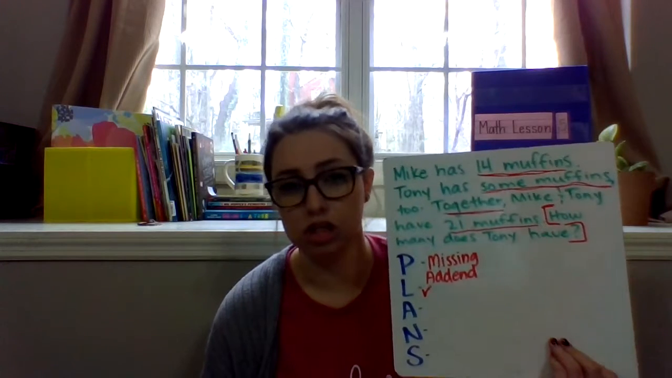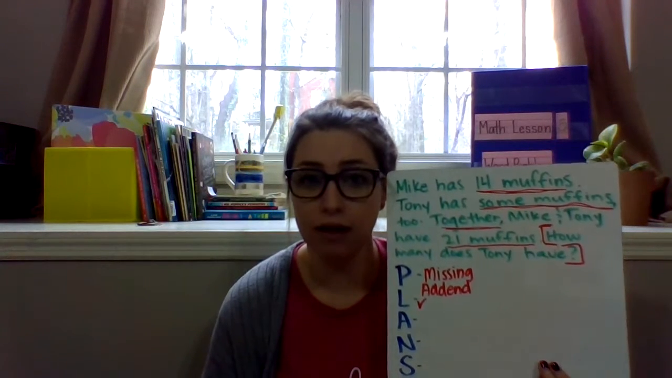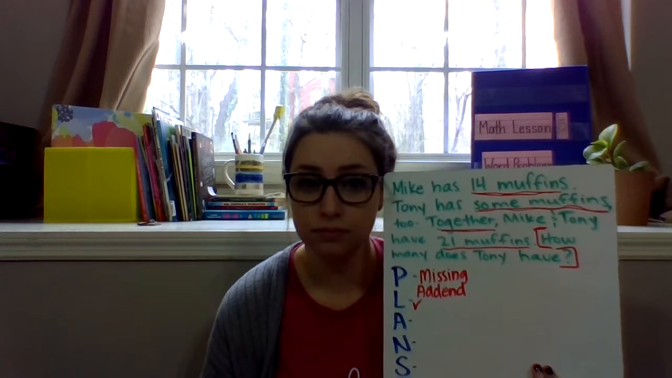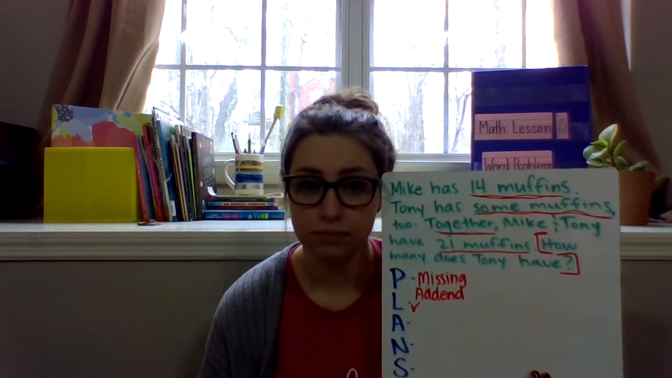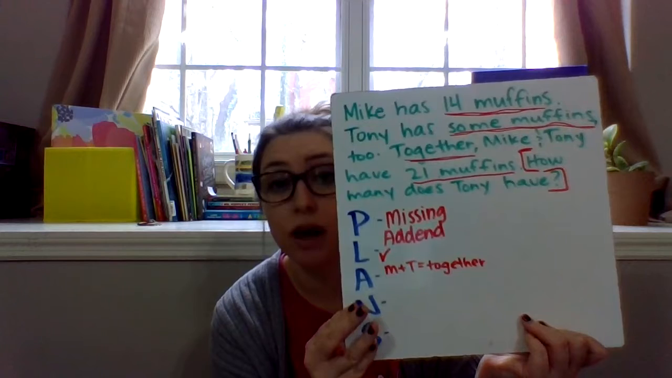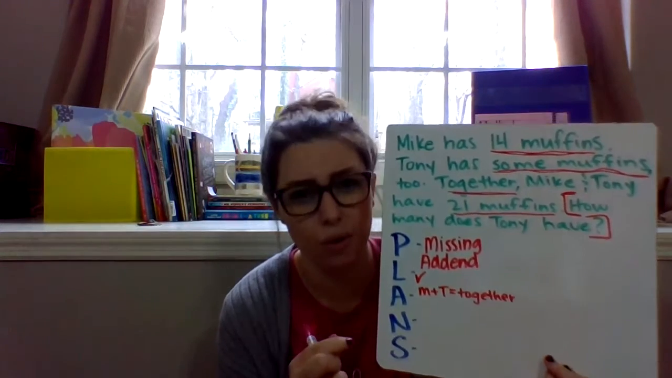Okay, so for number sentence, we know that Mike has 14 muffins. We know that Tony has some muffins. We don't know how many Tony has. And then we know that all together they have 21. So how could I write a number sentence to show that has a missing addend? How could I write a number sentence? Okay, well, I know that Mike plus Tony equals together. I know that Mike plus Tony equals how many they have together, or the total.